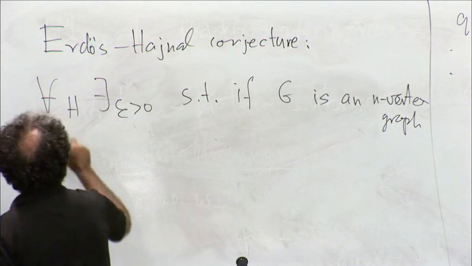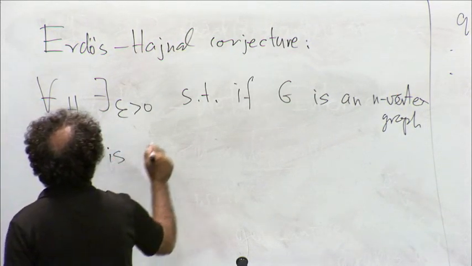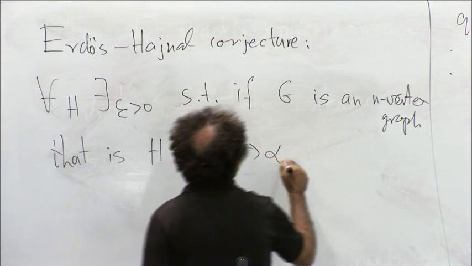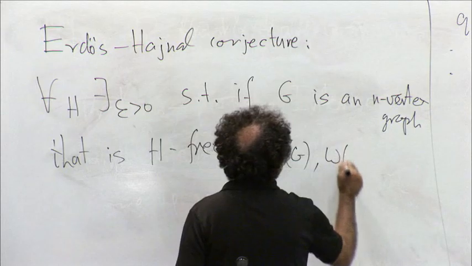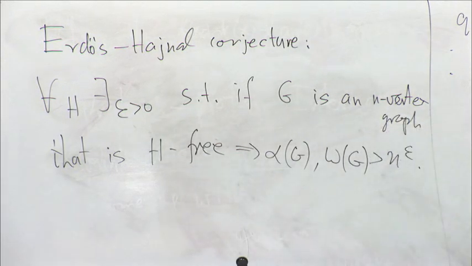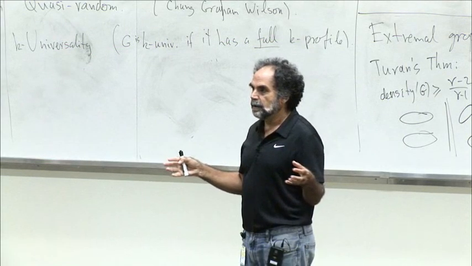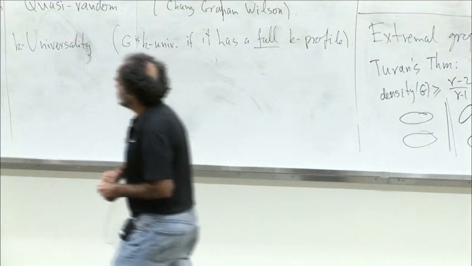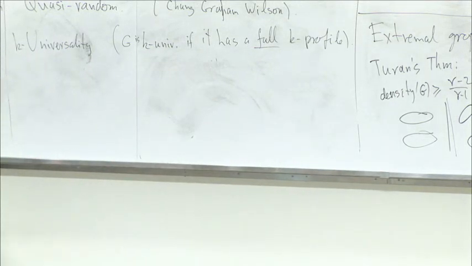That is, H free, then alpha of G and omega of G are bigger than n to the epsilon. So let's look at this and understand. This is a graph which is not universal at some level. If you're looking at the local profile, there is something missing. There is no H induced, right? H free means doesn't contain an induced copy of H.